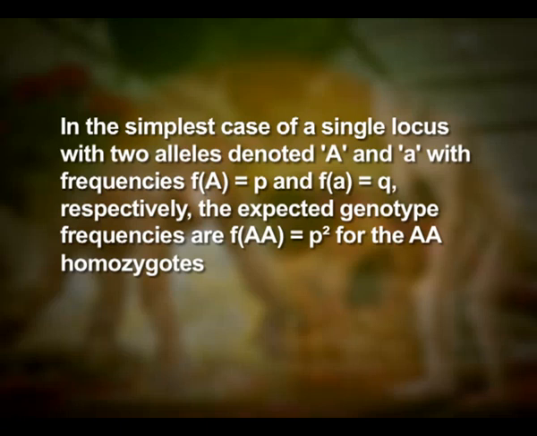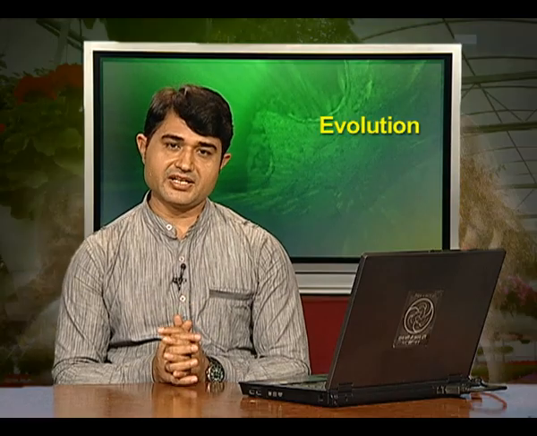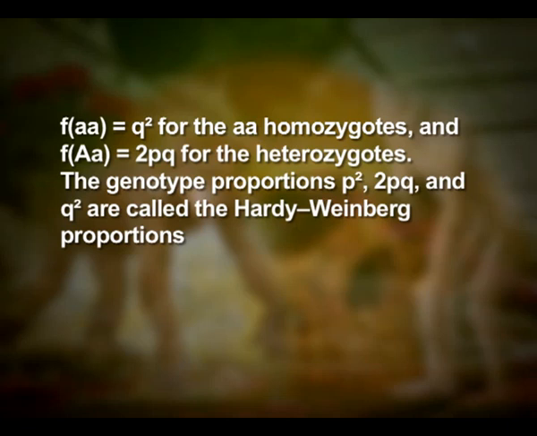In the simplest case of a single locus with two alleles denoted capital A and small a, with frequencies of capital A equal to p and that of small a equal to q respectively, the expected genotype frequencies are p square for homozygous capital A, q square for homozygous small a, and 2pq for the heterozygotes. The genotype proportions p square, 2pq and q square are called Hardy-Weinberg proportions.